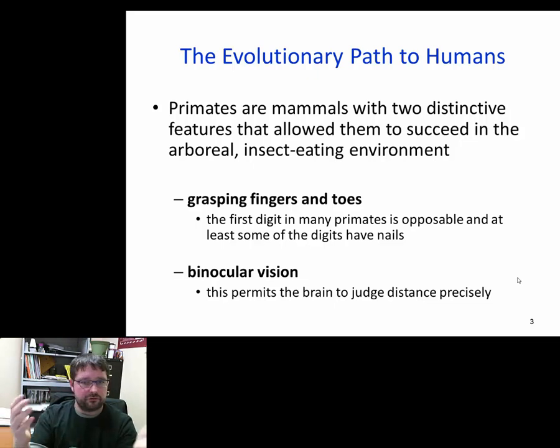Now there's advantages and disadvantages to both. Clearly binocular vision is an advantage if you're trying to pinpoint some jump or some insect or something.